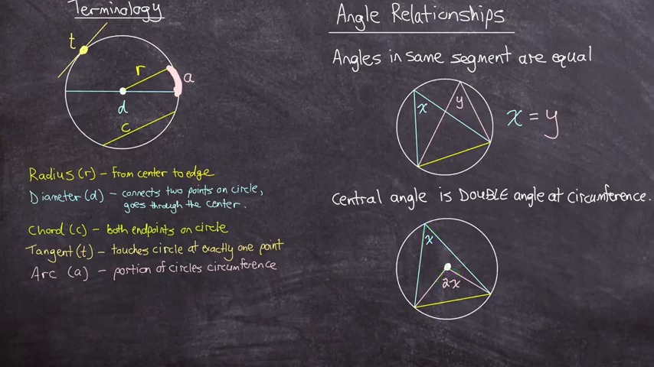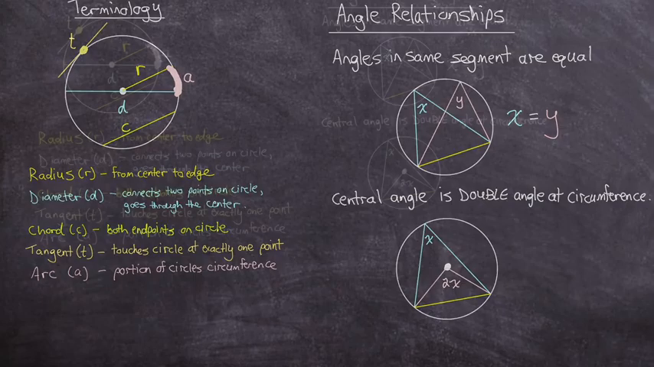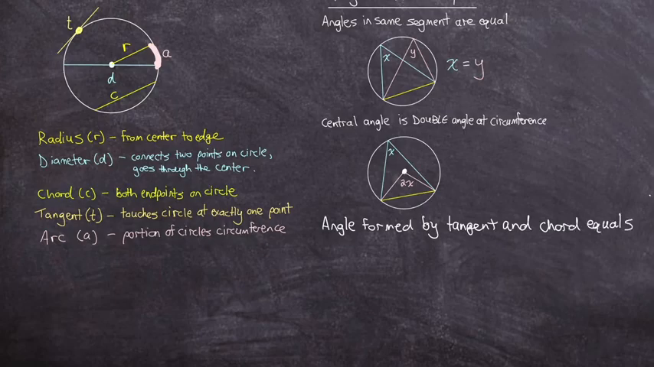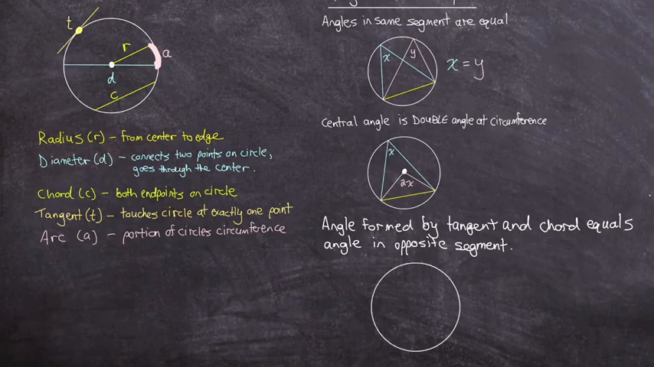And now let me make a bit of room and show you one more angle relationship. And the last relationship that I want to show you says that the angle formed by the tangent and a chord is exactly equal to the angle in the opposite segment. So I'll show you what that looks like. If I pick some point on the circumference of this circle, draw a tangent at that point, and now draw a chord of the circle that starts at that exact same point, the chord can go to anywhere.